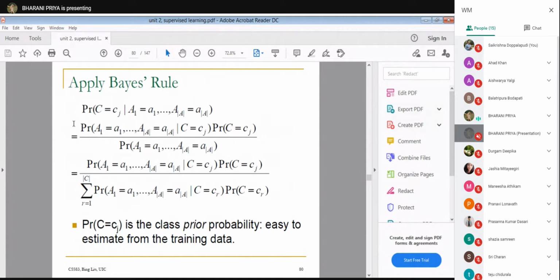To learn the conditional probability and prior probability, we use maximum likelihood estimation. The below formula is maximum likelihood estimation. That is the number of documents that are classified as Cj by the total number of documents. I'll repeat: the maximum likelihood probability is the number of documents classified as class Cj by the total number of documents.